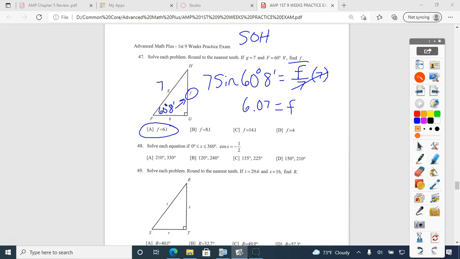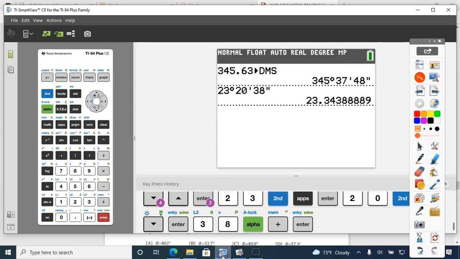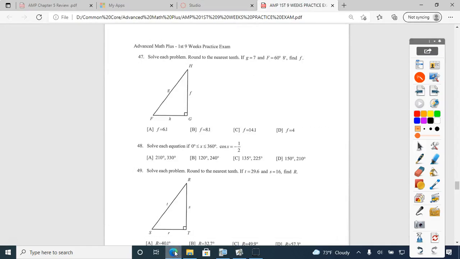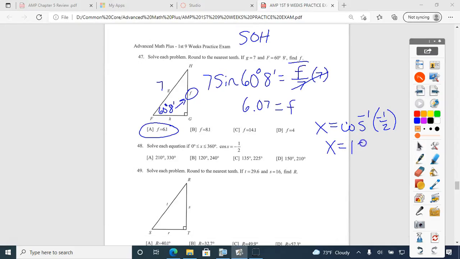So for 48, it says the cosine is negative 1/2. So I'm going to figure out x is the inverse cosine of negative 1/2. I'll go to my calculator real quick. The inverse cosine of negative 1 over 2, and I get 120. So I know one answer is 120. So I can get rid of C, I can get rid of D, and I can get rid of A. It's got to be B.